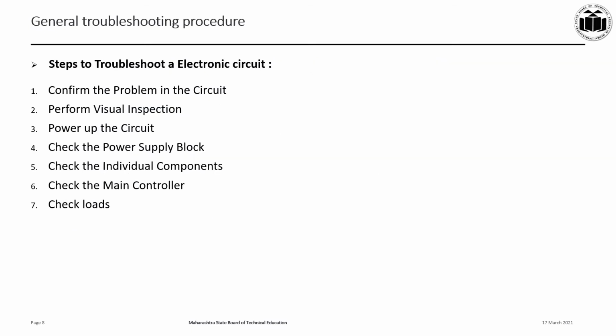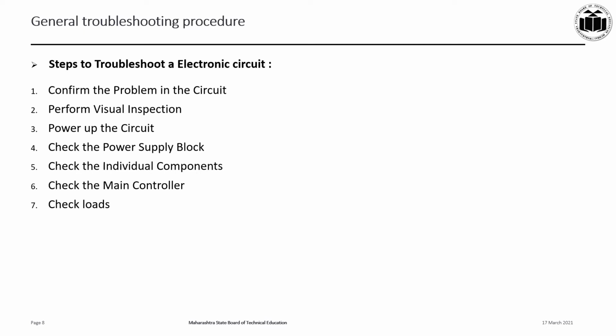Now let us understand the general troubleshooting procedure with the help of steps to troubleshoot an electronic circuit. Step number 1 is confirm the problem in the circuit. Just trace out every part of the circuit and confirm first what is the problem in the circuit. Perform a visual inspection. Look in every part and every section of the circuit. Then power up the circuit.